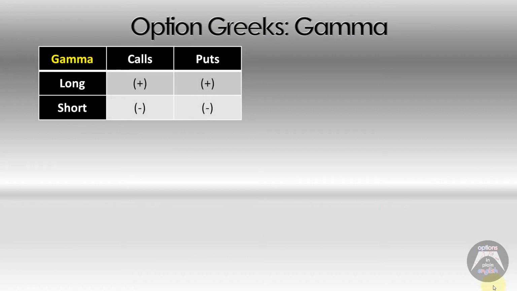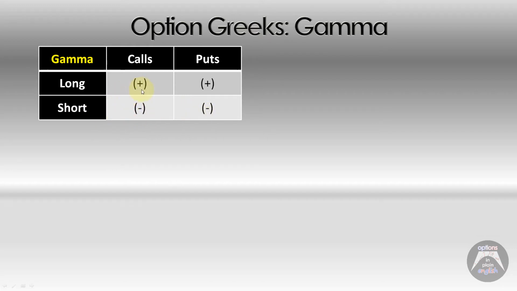So if you look at gamma and you compare it to being long and short, a call or a put, you'll notice that when you're long an option, you're going to have positive gamma, regardless of whether you're using a call or a put. When you're short an option, either a call or a put, you're going to be negative or you're going to be short gamma.